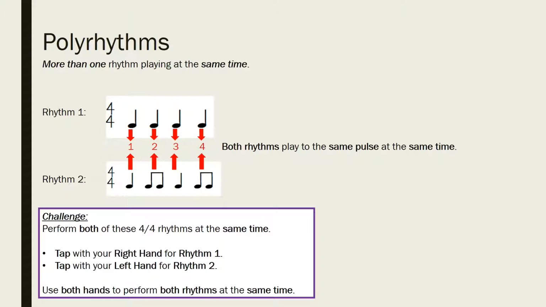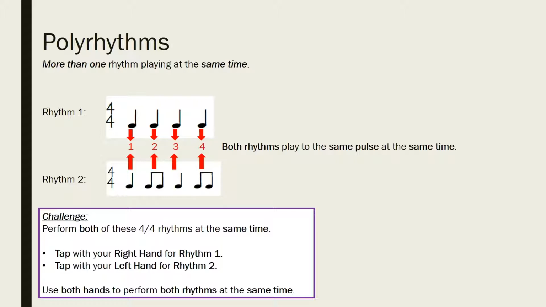So what are polyrhythms? Now, a polyrhythm is more than one rhythm playing at the same time. So for example, we've got here rhythm 1 and rhythm 2. Rhythm 1 is T, T, T, T. Rhythm 2 is T, coffee, both very simple rhythms in themselves, but to create a polyrhythm, you have to combine and play both those rhythms at the same time. So both rhythms play to the same pulse at the same time.